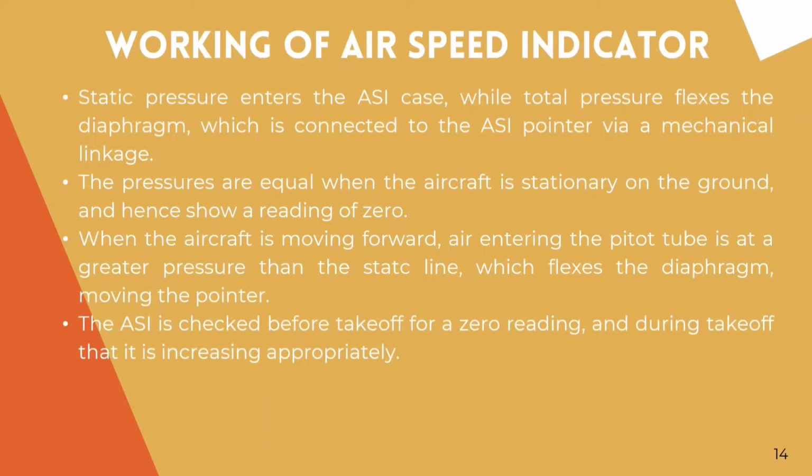Working of airspeed indicators. Static pressure enters the ASI case while total pressure flexes the diaphragm, which is connected to the ASI pointer via a mechanical linkage. The pressures are equal when the aircraft is stationary on the ground and hence show a reading of 0. When the aircraft is moving forward, air entering the pitot tube is at a greater pressure than that of the static line, which flexes the diaphragm, moving the pointer.